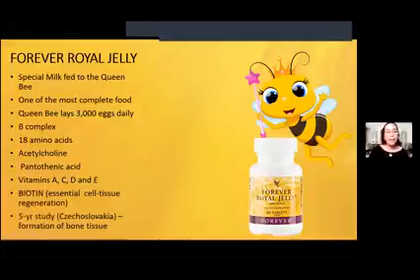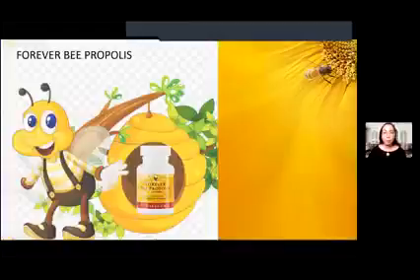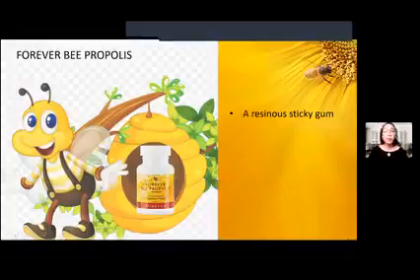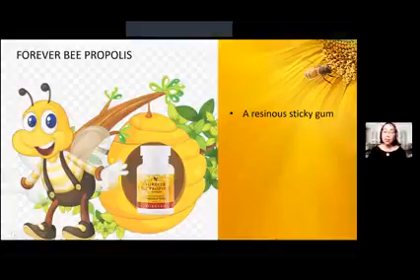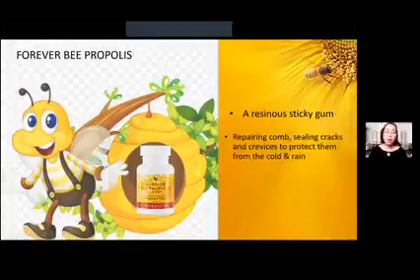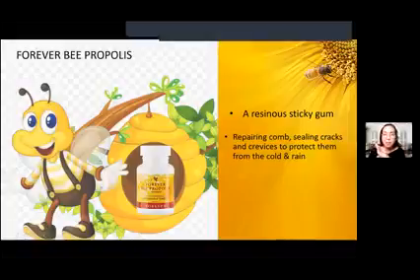And then the next, the bee propolis. This is so important for immune health. This is not a food of the queen nor the worker bee, but this is from their saliva. This is a resinous sticky gum. What is this used for by the bees? Whenever there is a small crack in their honeycomb, they use the bee propolis to repair the crack. So it's like a cement. They repair it right away with the bee propolis.